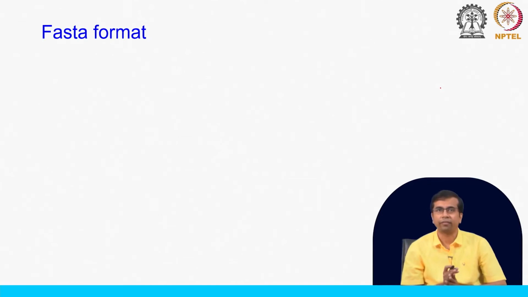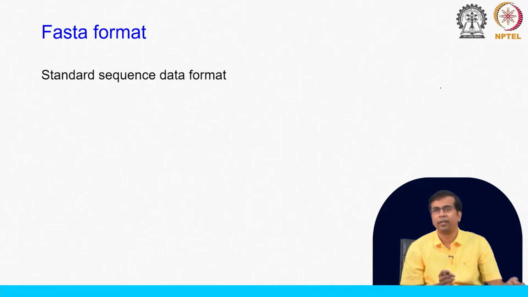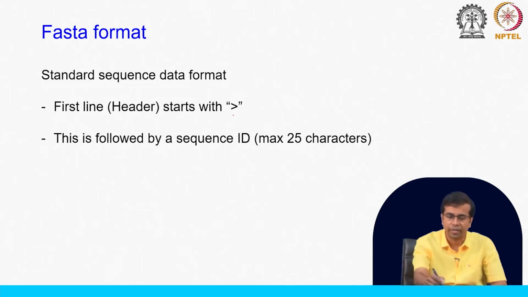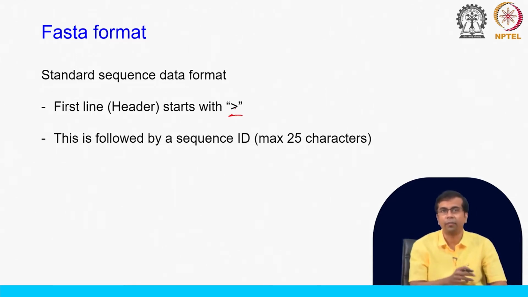So, the first one is the FASTA format. Okay. So, many of you might be familiar with the FASTA format, what it is. This is a standard sequence data format. So, we use it for storing DNA data as well as protein data. You probably have seen it, but I want to make sure that everyone is on the same page. So, in FASTA format, the header, the first line, starts with a greater than sign. Okay. So, this is something you will notice, and we will see an example in the next slide.